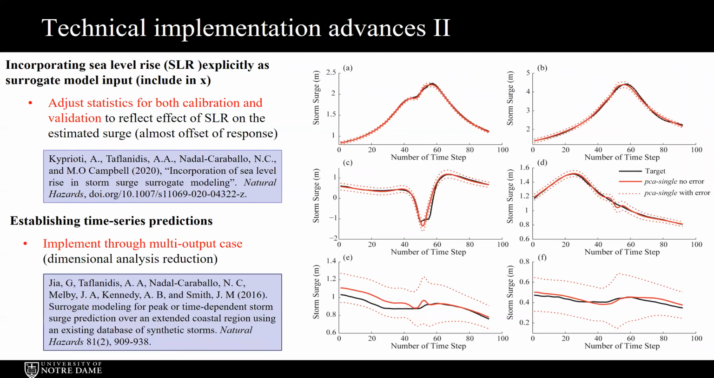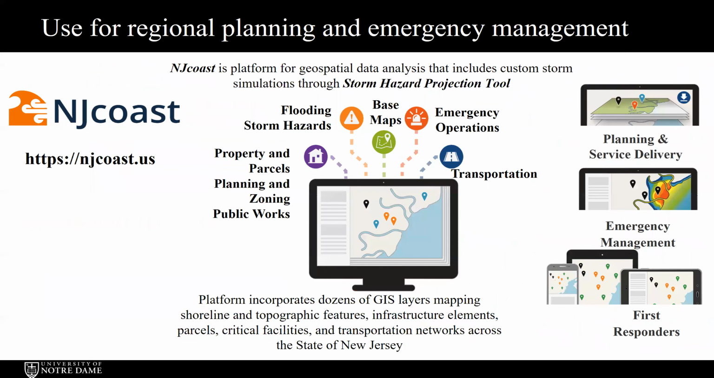A final interesting extension is how we can do time series predictions. This is relatively straightforward. We just consider the different timestamps as separate outputs, and you go back into that principal component analysis multi-output case. Now, for the last presentation, I will talk about the Sabre implementation of these advances to create NG-Coast. It was developed especially for the New Jersey state, and it includes dozens of GIS layers with topographic features, infrastructure elements, critical facilities, anything that the state had. And then it superimposes a storm hazard projection tool using a surrogate model.